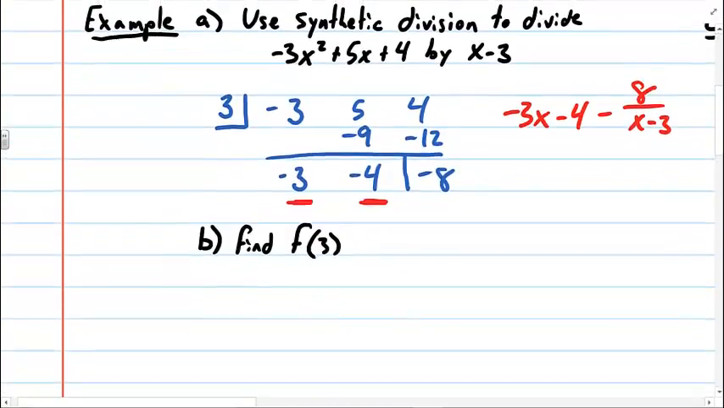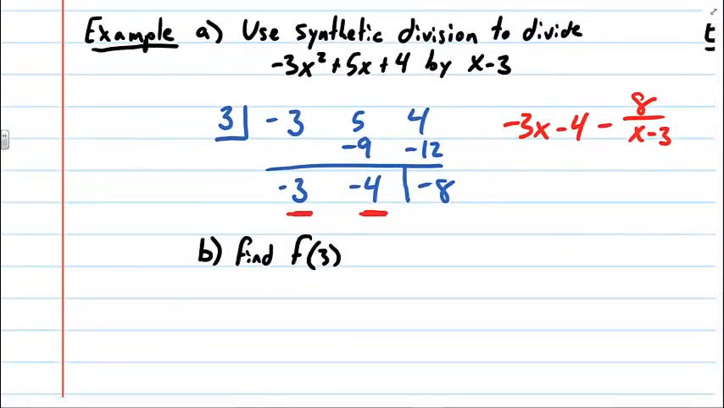Part B looks completely unrelated, and it says to do f of 3. That means take whatever function, whatever polynomial we're talking about, this guy. I'll underline it real quick. Oh, let me change to red. I'll underline it in red right there.